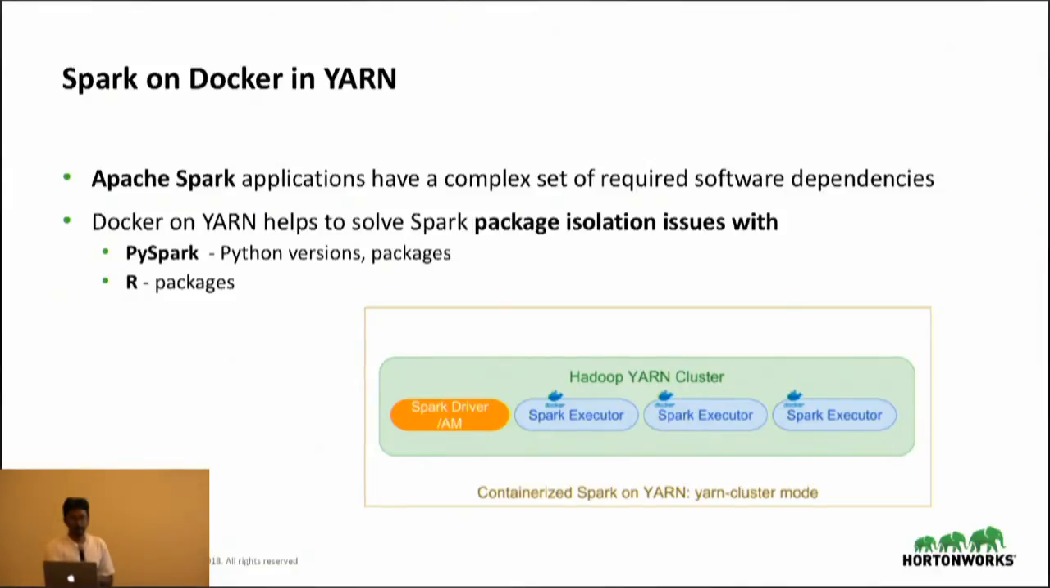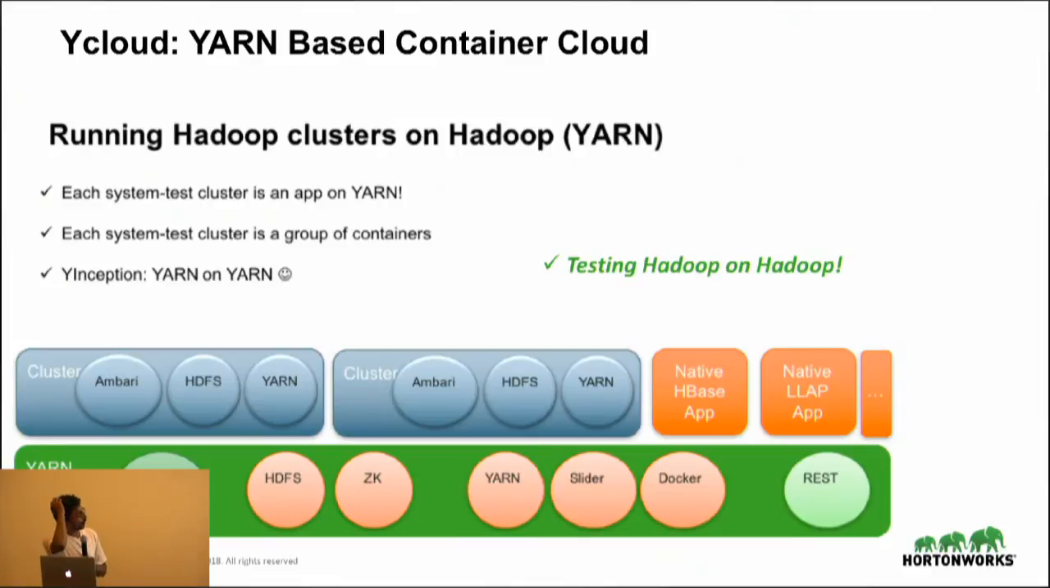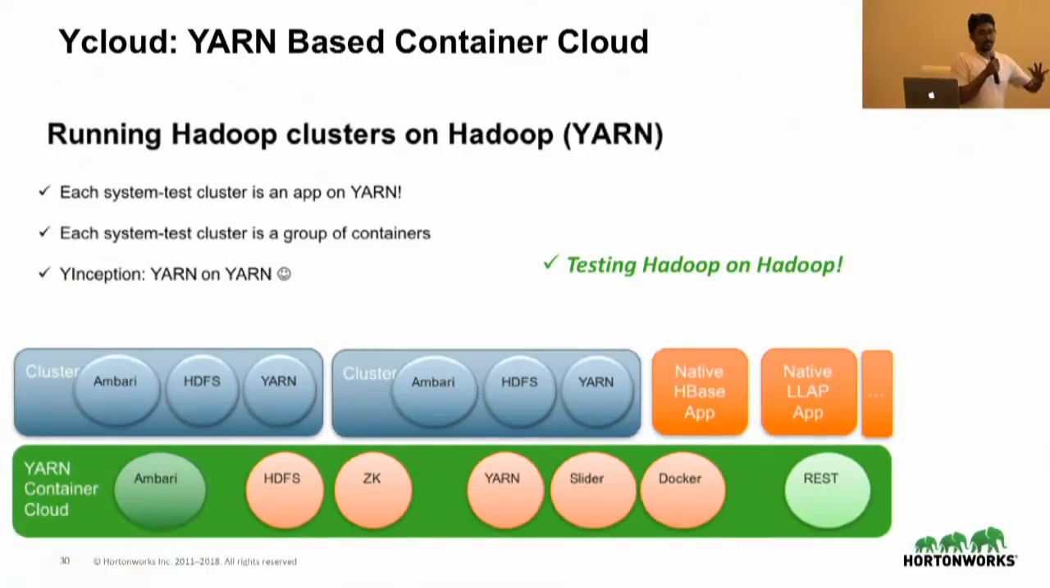So moving on. We've also done a blog post about this. It's not just that the community has built container support in YARN. Internally inside Hortonworks, we have been using YARN 3.0 plus containers to actually test Hadoop itself. So we call it internally YARN Cloud. It's a YARN-based container cloud. It kind of again looks like Kubernetes, and I'm sure some of you can make that connection, right?